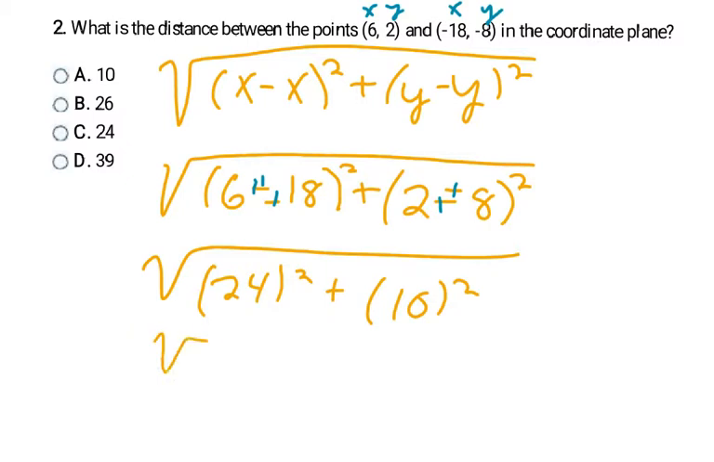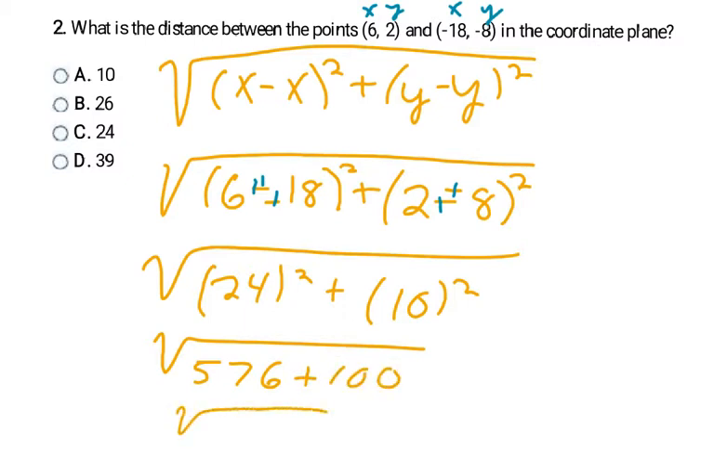Then I square those numbers. 24 squared is 576. 10 squared is 100. Then my last step is to add those numbers and see if I can simplify. So 576 plus 100 is 676. The square root of 676 is 26. So that means they are a distance of 26 units apart, and that is my answer.